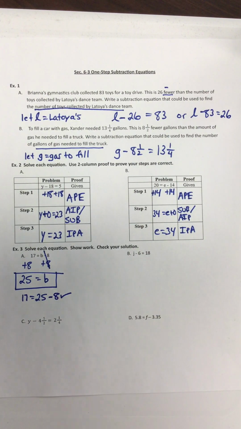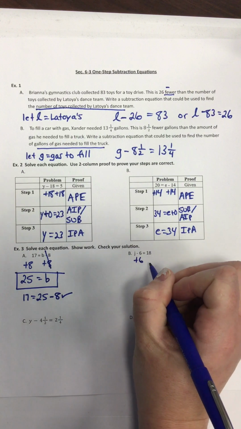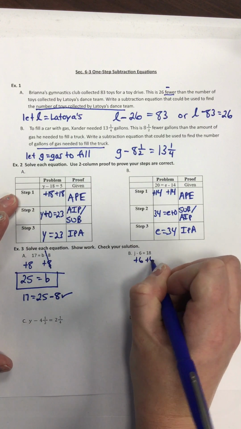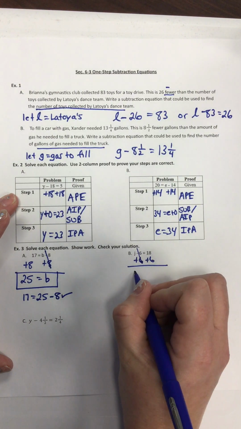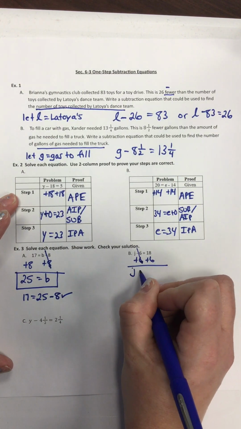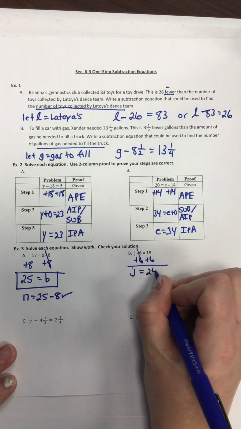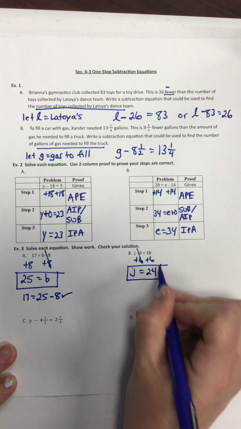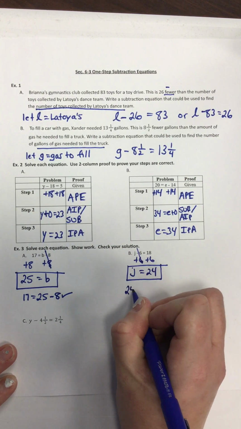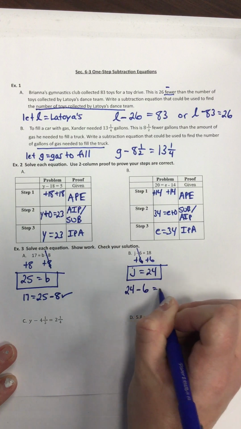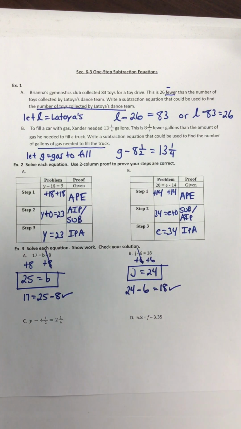J minus 6. Okay, so I'm going to need to add 6 to get j by itself. If I add 6 to the left side, I'm going to add 6 to the right. The minus 6 plus 6 would cancel out. Drop that j down, drop the equal sign down. 18 plus 6 is 24. Check my answer, put the 24 in for j. So 24 minus 6 needs to equal 18. Does it? Yes, it does, so I know my answer is right.